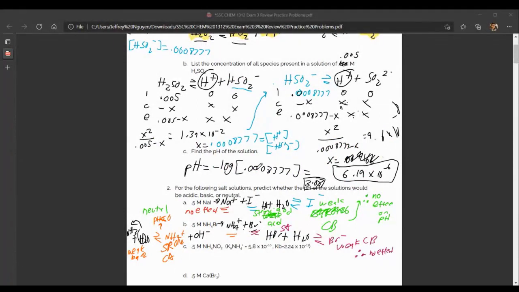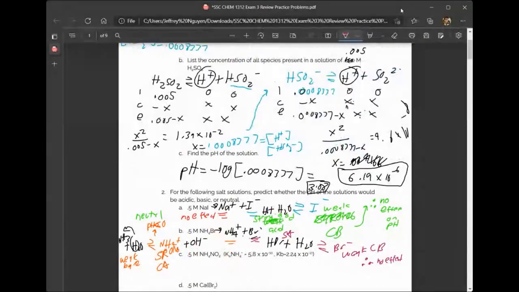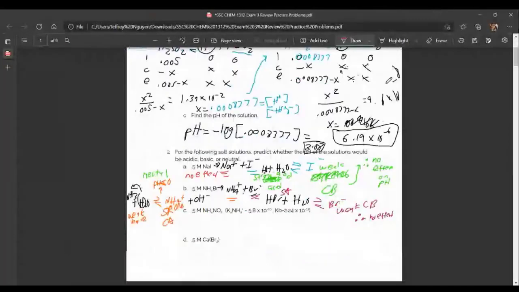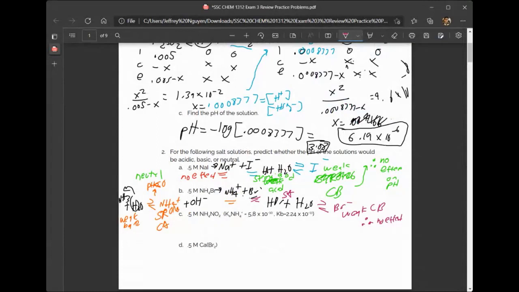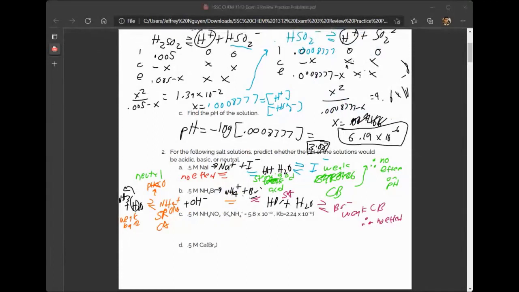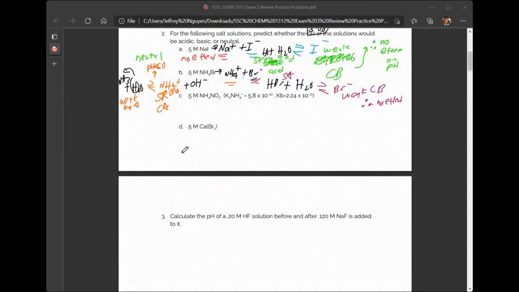Is B acidic? Yeah, B would be acidic because the NH4+ is the strong conjugate acid, therefore the pH is less than 7. Let me know if you have any other questions. So we can go ahead and get started with the next problem.